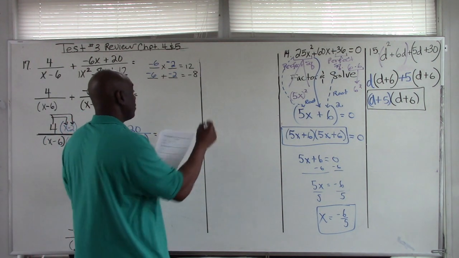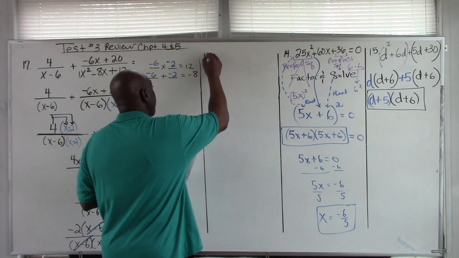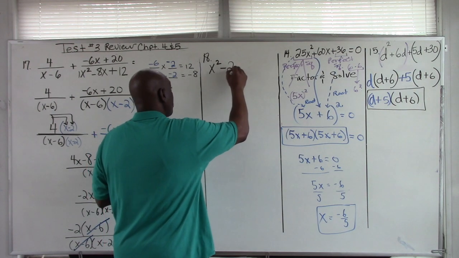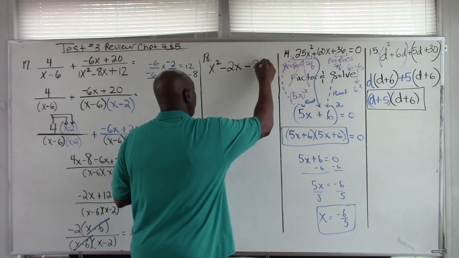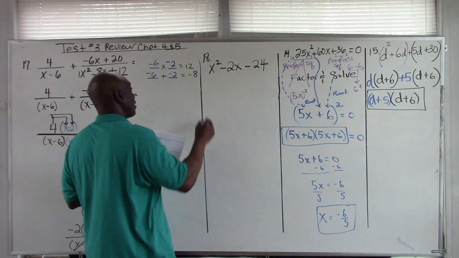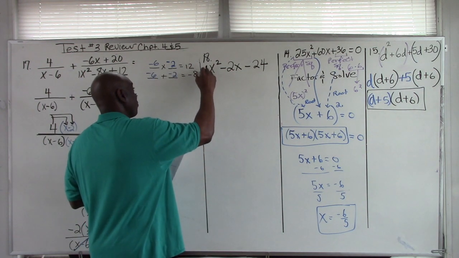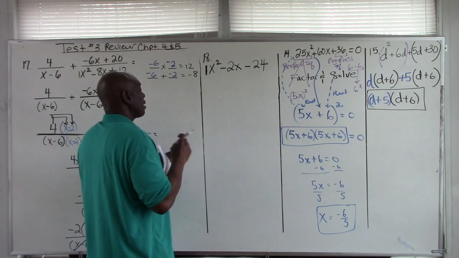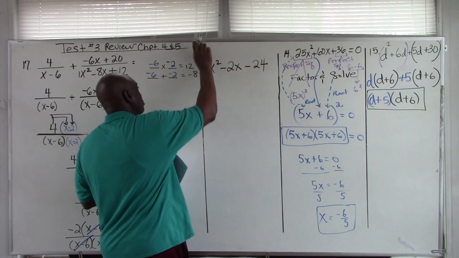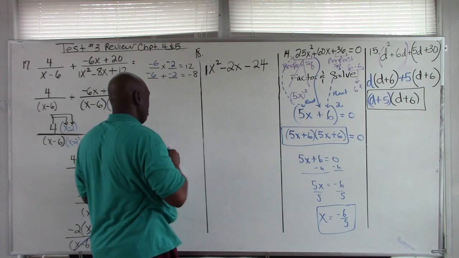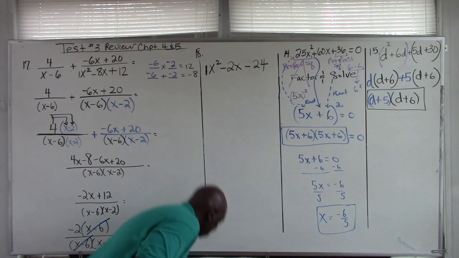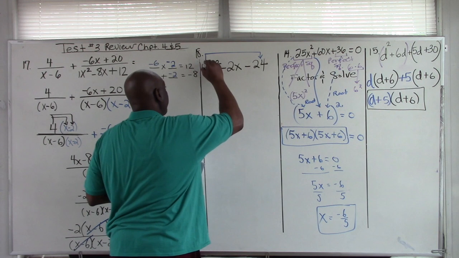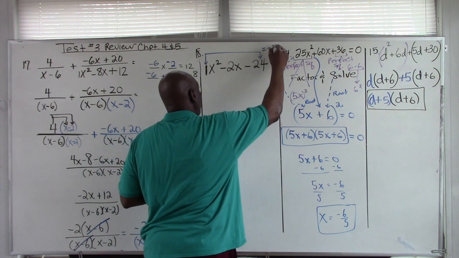Number 18. We have x squared minus 2x minus 24. There's a 1, of course, right here. If I multiply 1 times negative 24, that equals negative 24.